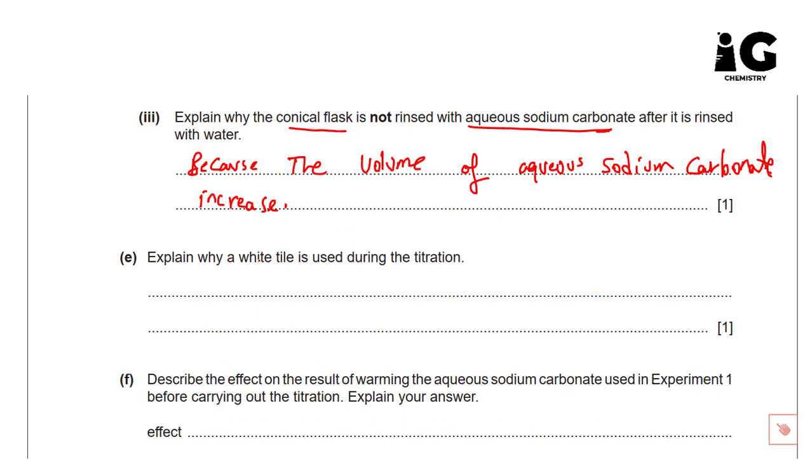Letter E, explain why a white tile is used during the titration. So you see in the chemical lab we use this white tile to make the color change more obvious. Without the white tile, we can see the color change, but when we put a white tile below the conical flask, you can see the color change more obvious than before.